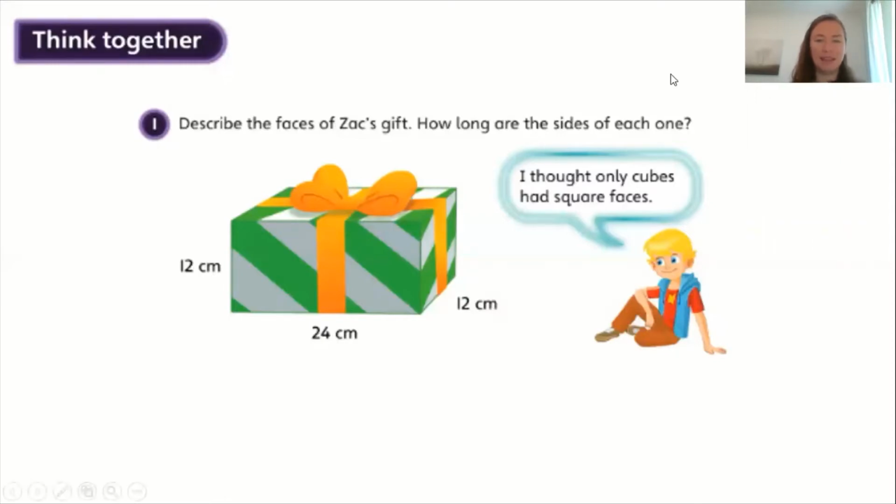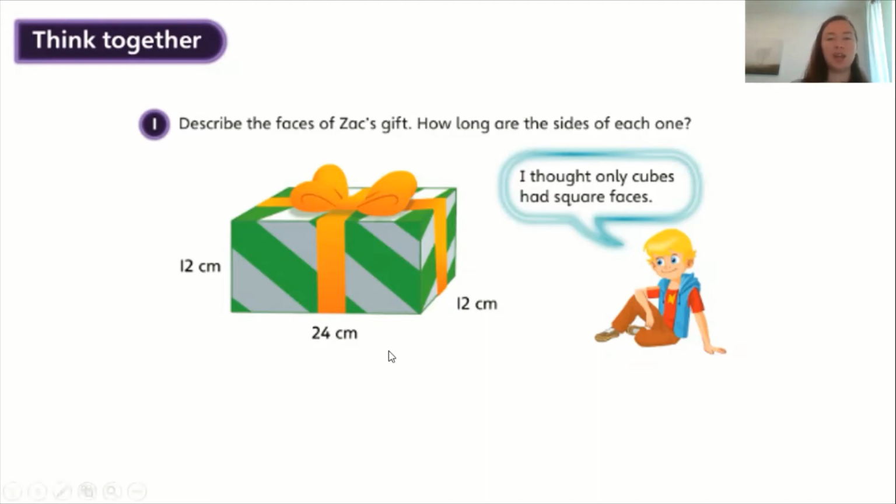Let's move on to a think together problem. Describe the faces of Zach's gift. How long are the sides of each one? So this shape, you can see three faces, the one on the front here, at the top and the side, but there are more than three faces on the shape. I'd like you to have a think if you can spot any of the faces which would be the same. Then have a go at naming this shape as well. Pause the video to have a go at writing down some of your ideas and your answers, and then come back to the video when you're ready.